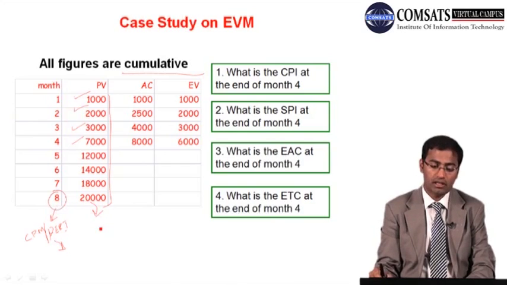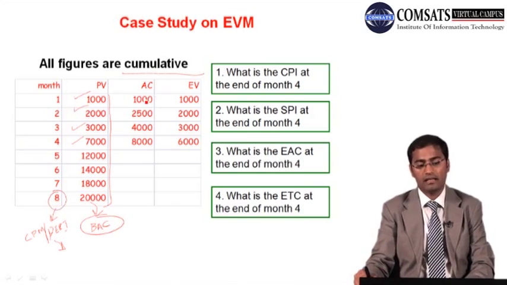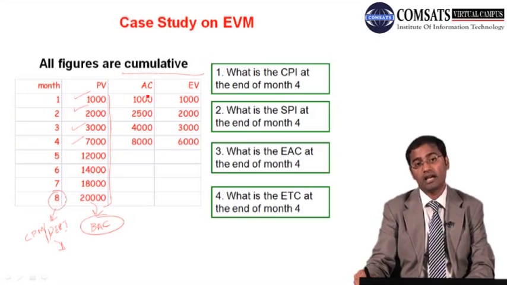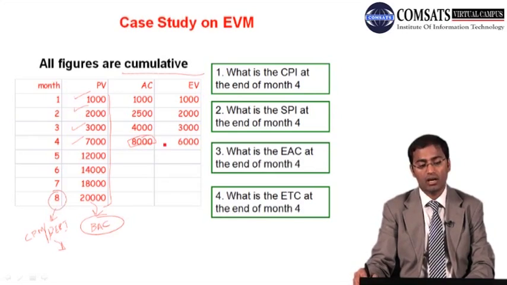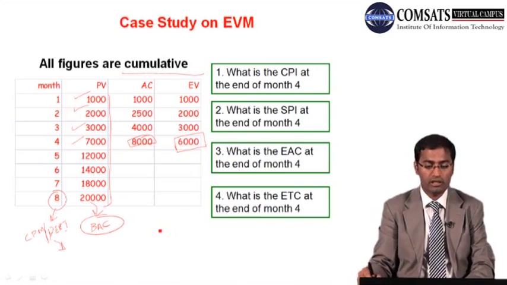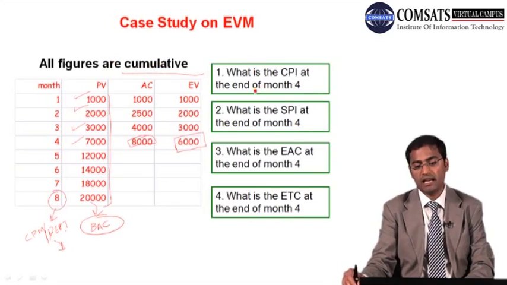So this 20,000 is also a BAC, budget at completion, right? And then we have actual cost, and after 4 months we have a cumulative actual cost of 8,000. And we have earned value. After 4 months we have 6,000 earned value. So if we write this up, that is BAC. BAC is 20,000.